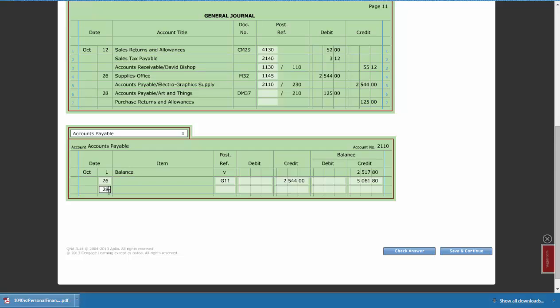Okay, so we originally bought something from Art and Things that we were going to try to sell to our customers, but they were defective, whatever, and we're returning them. So we no longer owe Art and Things $125. So we have to go through and debit accounts payable $125. So I need to subtract that. So my new balance is going to be $4,936.81.